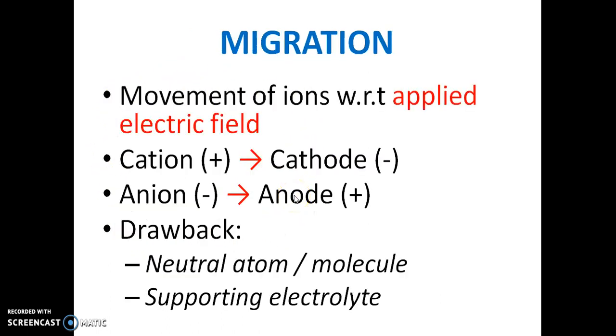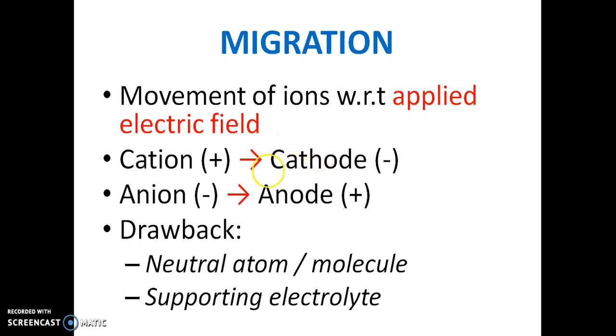The first one is migration. This is nothing but a movement of ions with respect to the applied electric field. For example, the cations move towards the cathode and the anions move towards the anode. Due to the electric field gradient, the ions move towards the oppositely charged electrodes.